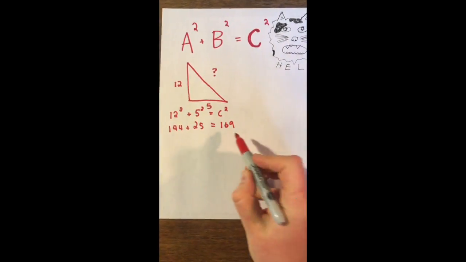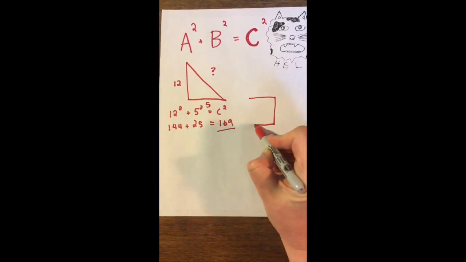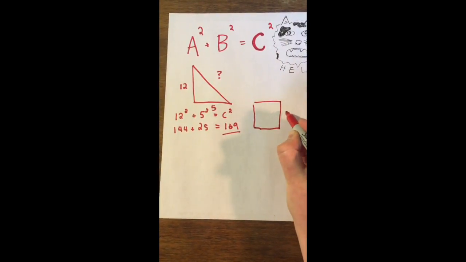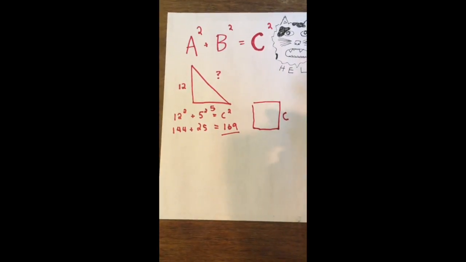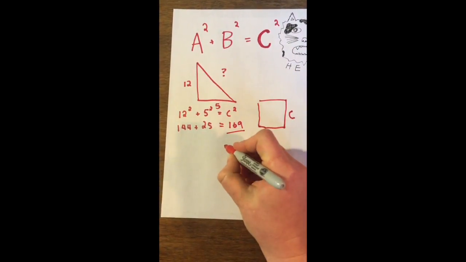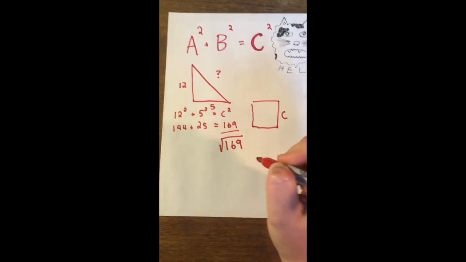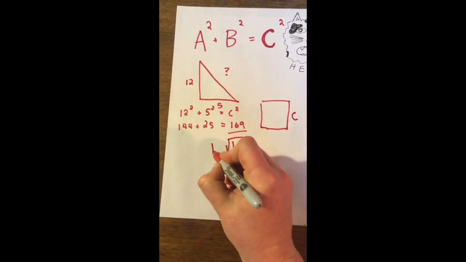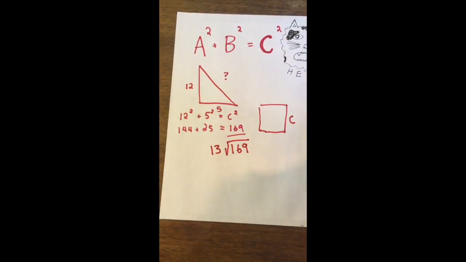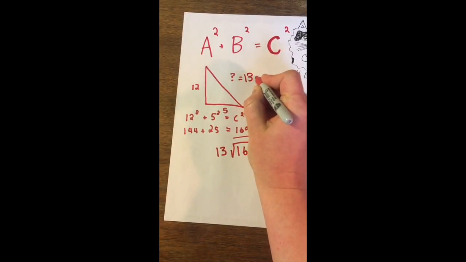Let's remember though that this number represents the entire square of side C. So to find one side of a square, we'll take the square root. And the square root of 169 is 13, which means that our side C equals 13 feet.